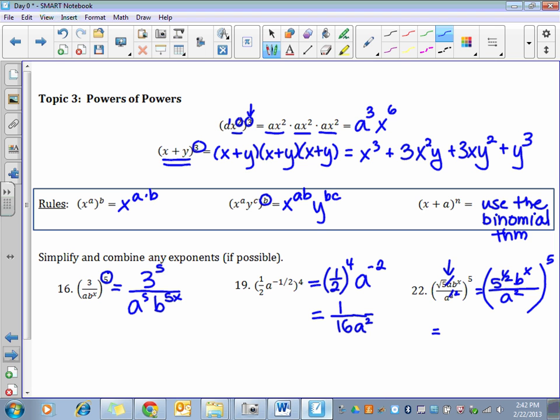Let's distribute this out, and we've got 5 raised to the 5/2 power times b to the 5x divided by a to the 2 times 5, so that's a to the 10th power. All right, go ahead and pause the video and try number 17 through 24.